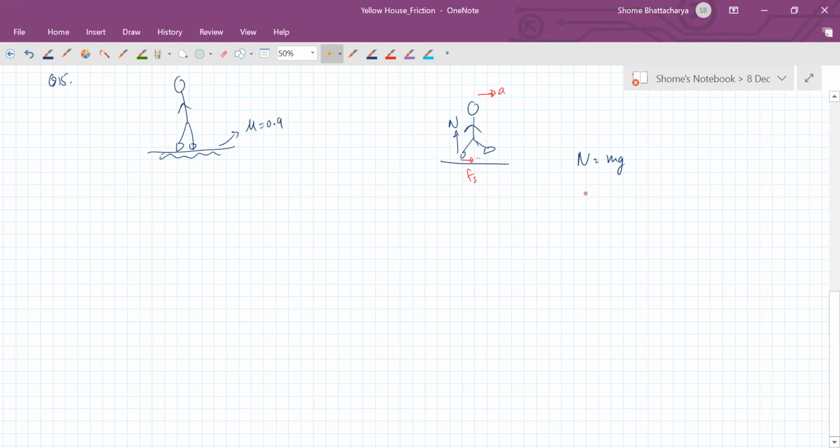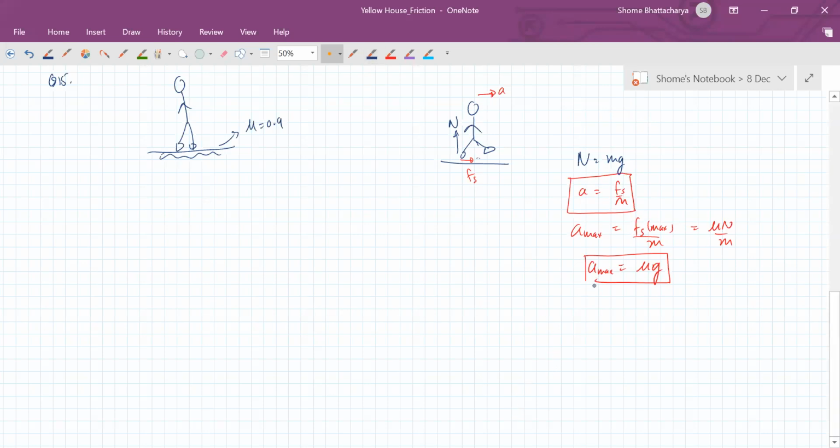So the acceleration your body has at that point of time is equal to static friction upon m. So the maximum acceleration you can generate is maximum static friction divided by your mass. So that is mu n divided by m. So that will become mu g, because normal reaction is equal to mg.